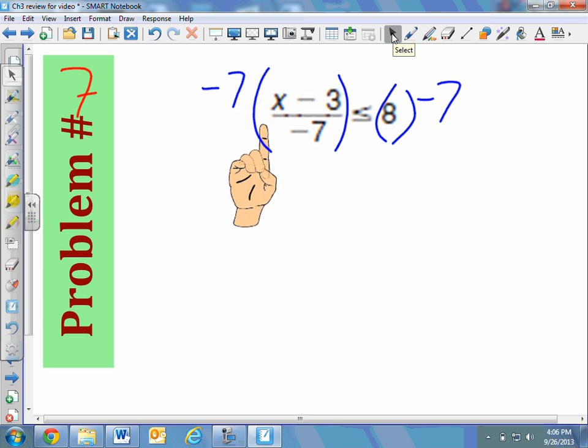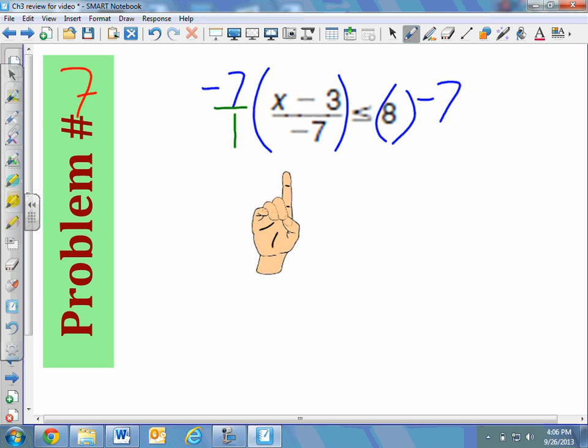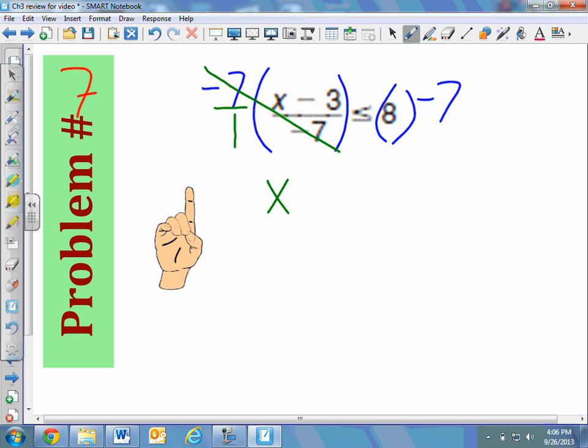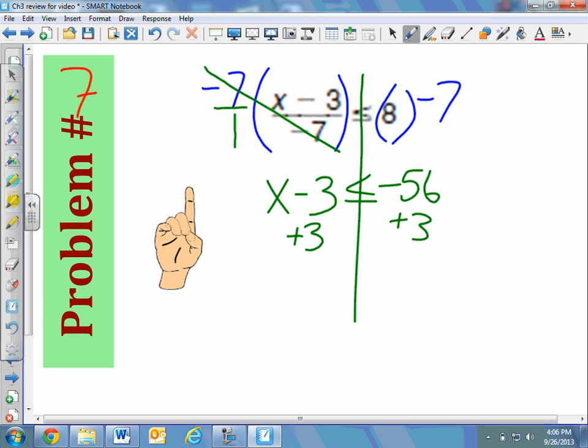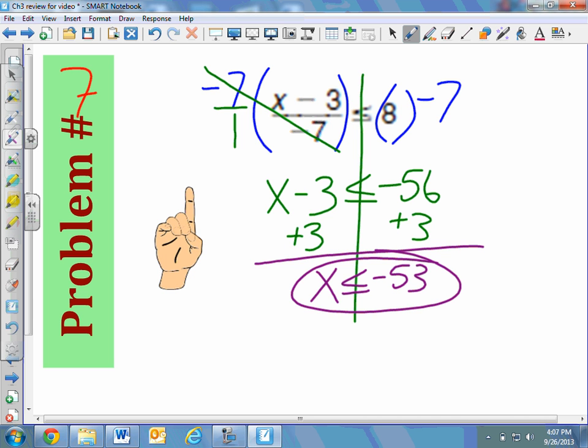You're not really doing that. You're really just cross-canceling these 7s here, the negative 7, so you can cross-cancel. That's it. Nothing else. Because it's like a 1 over there, like a fraction, right? So you're just canceling this, really, that's it. And so all you have left over is x minus 3 less than or equal to negative 56. Okay? I'm going to add 3. Add 3. Guess what I'm forgetting? My line down the equal sign. Okay, now we're going to do a little bit of adding there. X is less than or equal to negative 53. Done. Okay, moving on.